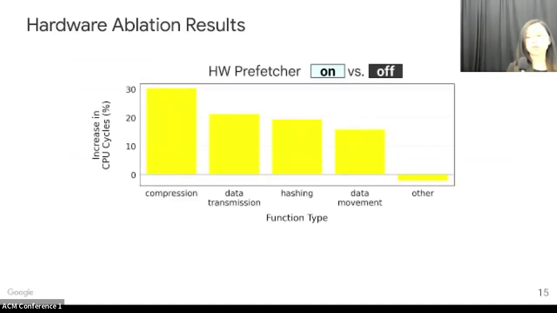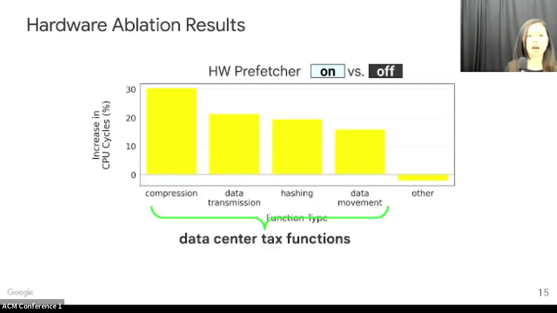So going back to that bar chart, here we have the bars again broken down by a few function types. Along the y-axis, we have increase in CPU cycles. And from our profiling data, we're able to see that a large majority of the functions that regress are data center tax functions. These are functions like compression, data transmission, hashing, and data movement that are very common in applications in data centers and are seen as a sort of application overhead in data centers.